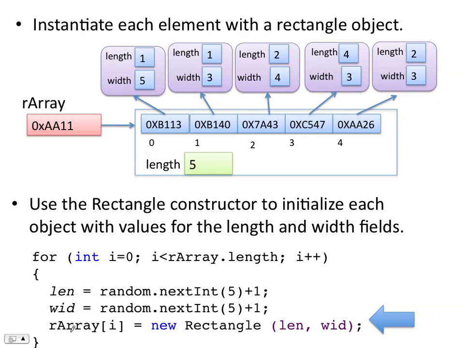So right here, by saying RArray[i] equals new Rectangle, I'm calling the constructor Rectangle that accepts 2 values as arguments. Okay.